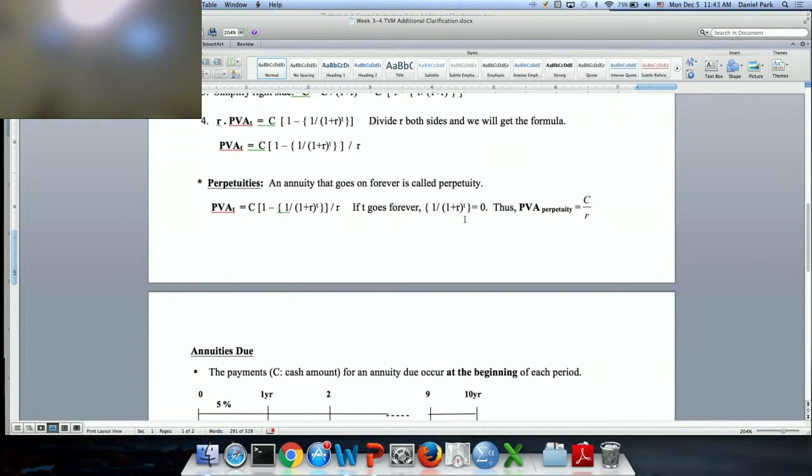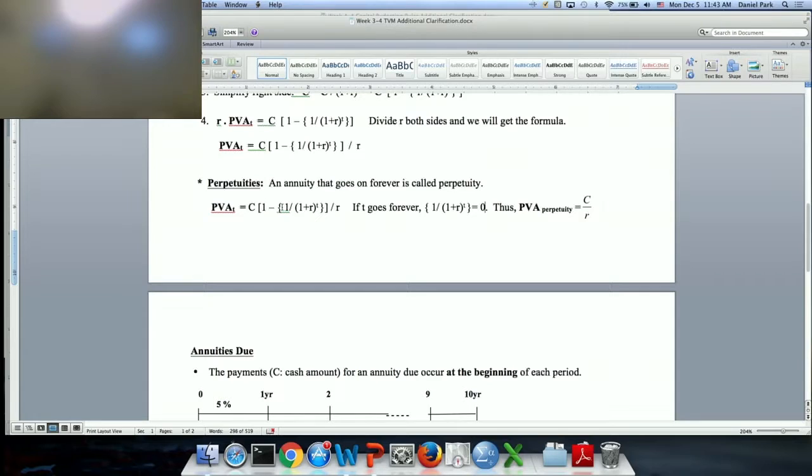Then 1 over a bigger number, the denominator goes forever. Then the answer will be 0. If you don't believe, then you can use any R. Okay, it can be 1%, 10%, whatever. And T, we don't have a forever number. You simply put maybe 1,000, 10,000. You can do that. 1 over 1.1 power to 10,000. Then your answer will be 0.